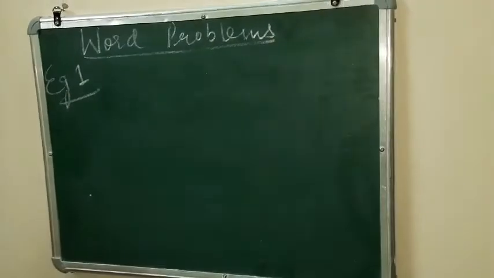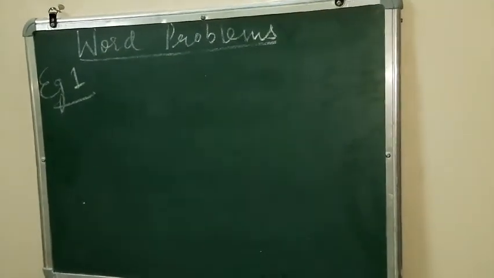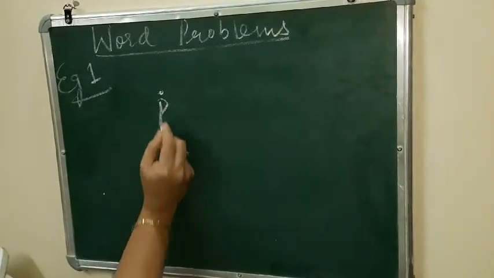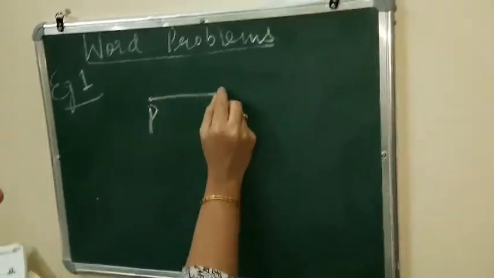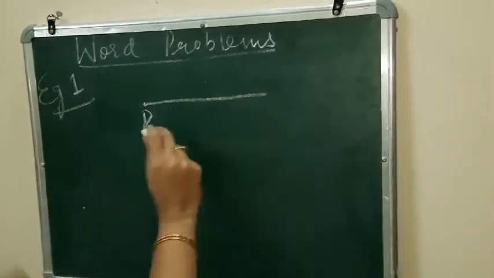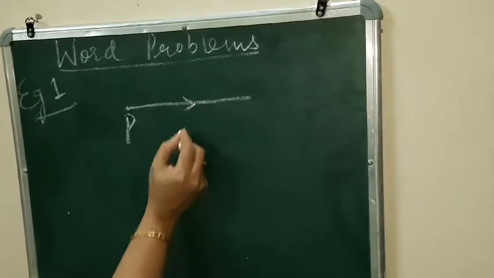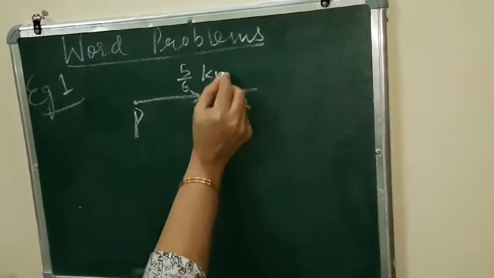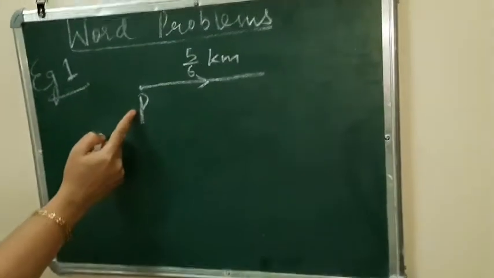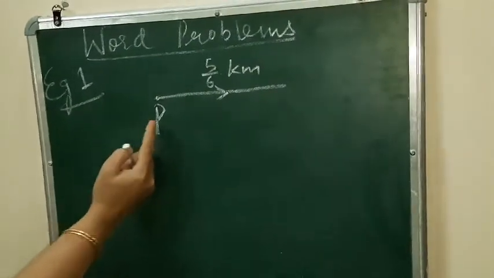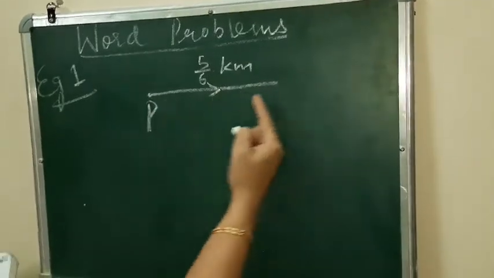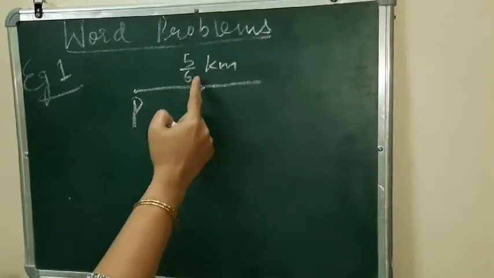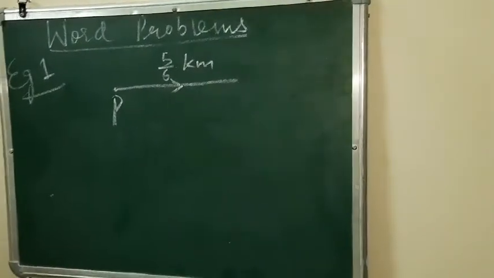Sharmila walks 5/6 km from a point P towards east. Now, Sharmila is standing at the point P and she is walking towards east. This is the direction of the east. So she is walking towards this direction and she is covering 5/6 kilometers. Then she starts walking towards the direction east, and towards east she is covering the distance of 5/6 kilometers.